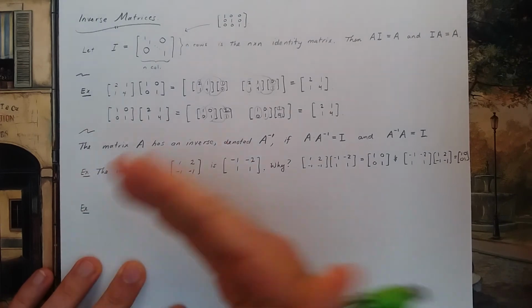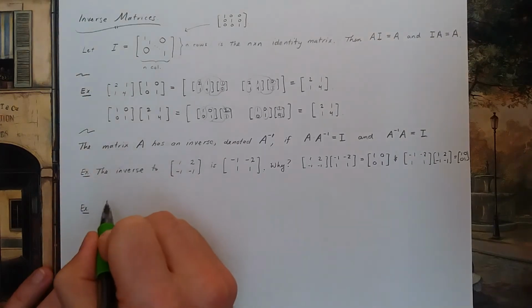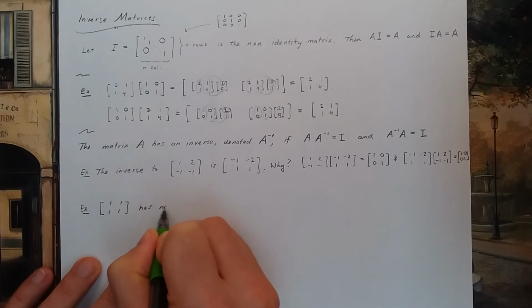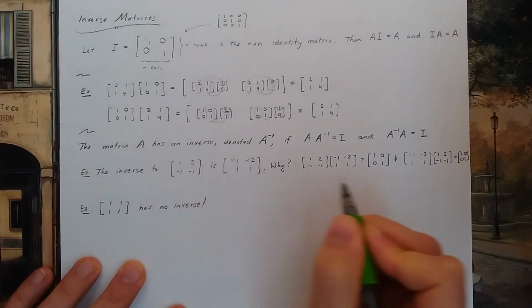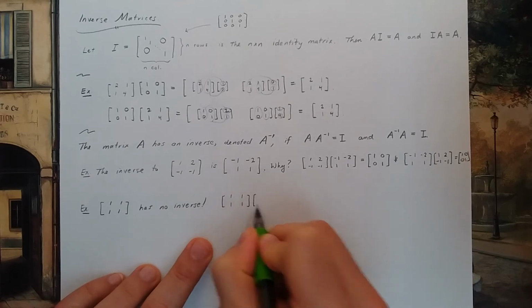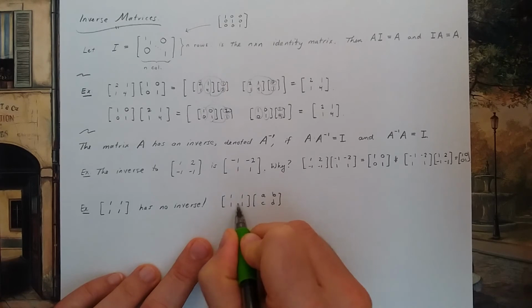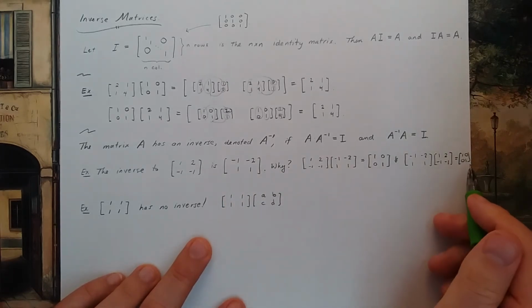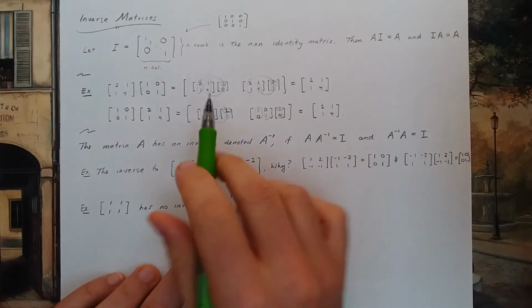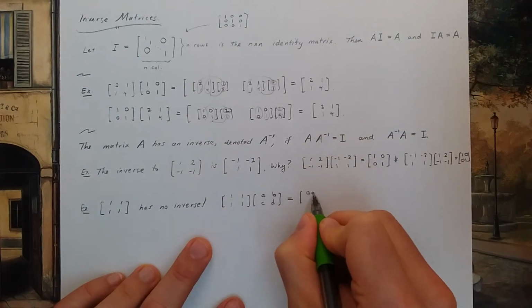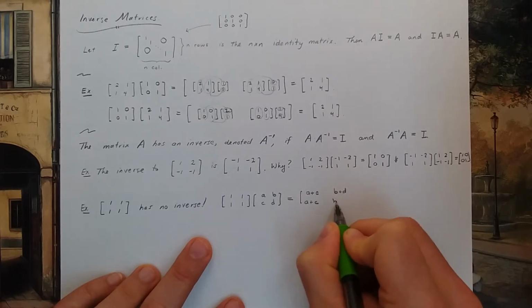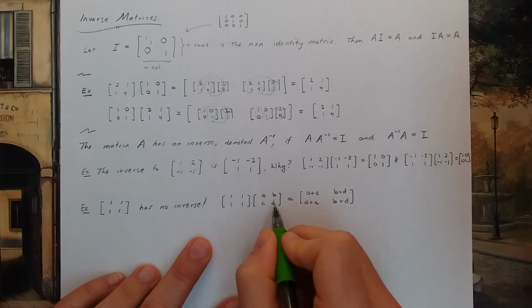Not every matrix has an inverse. In particular, the matrix 1, 1, 1, 1 has no inverse. Why is that? Well, let's suppose it did. Let's suppose you could find a matrix A, B, C, D that multiplies with 1, 1, 1, 1 to give you the identity. If you actually did this matrix multiplication out, however, you would get A plus C, B plus D, A plus C, and B plus D. So this would be the result of matrix multiplication.